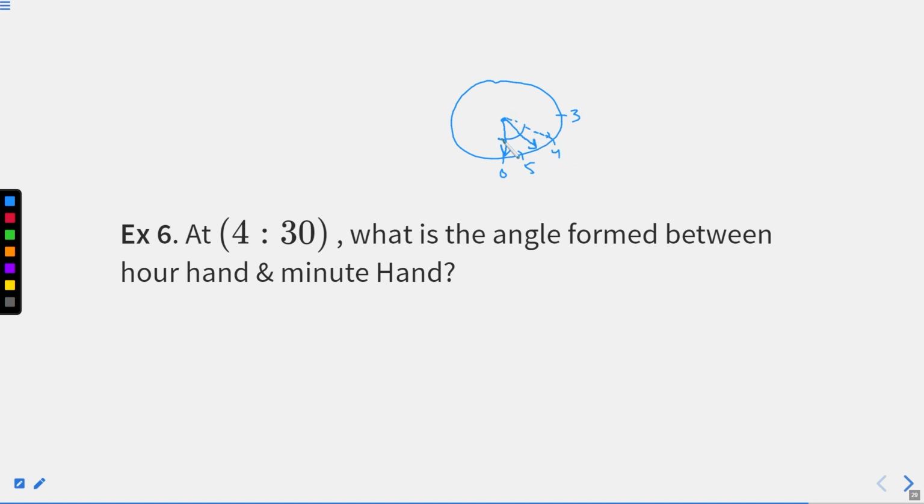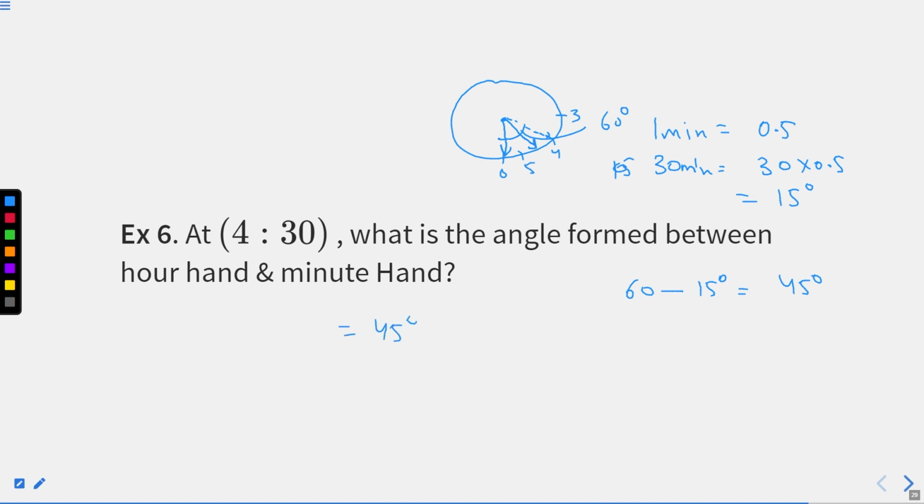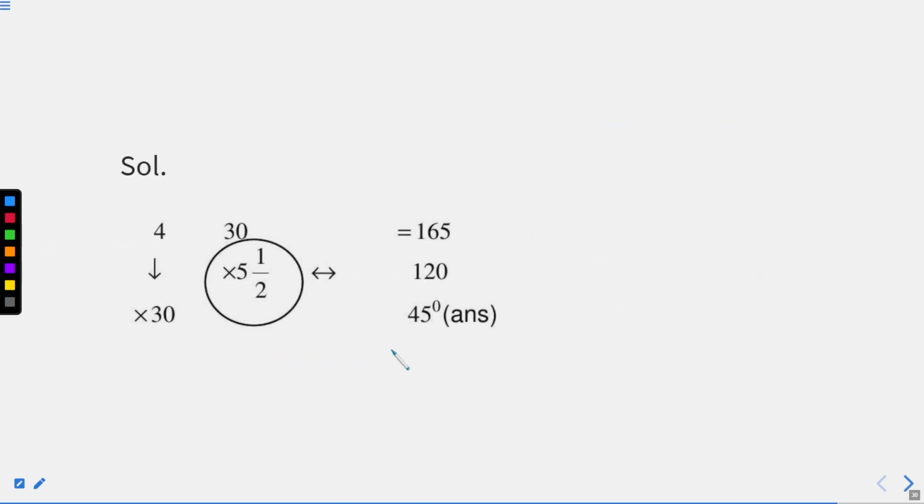So the initial angle is 60 degrees, and in 30 minutes how much will our hour hand cover? We know that in 1 minute our hour hand covers 0.5 degrees. So in 30 minutes it covers 30 into 0.5, which comes out to be 15 degrees. So initially a 60 degree angle is there, and 60 minus 15, because it works as a reducing angle, comes out to be 45 degrees. So 45 degrees will be your answer. You can check it here as well, right?